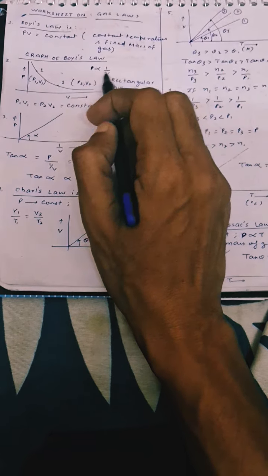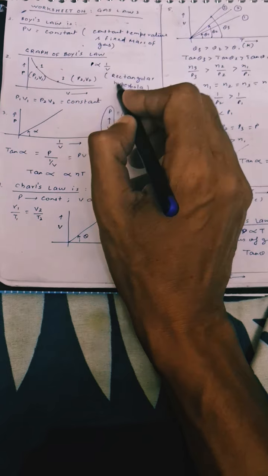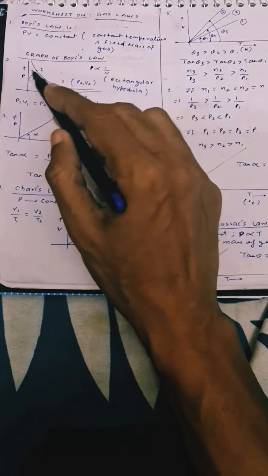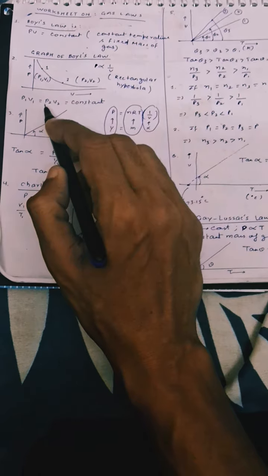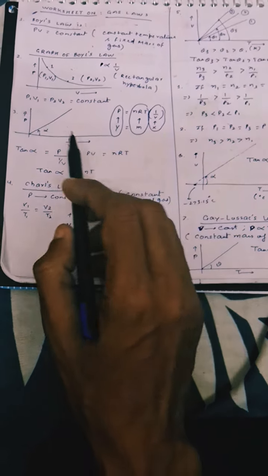Next is graph of Boyle's law. So we can say that P is proportional to 1 by V. So graph will be rectangular hyperbola. And if we have 2 points having coordinates 1 and 2, P1, V1, P2, V2, then we have the relation that P1 V1 is P2 V2, which is constant.